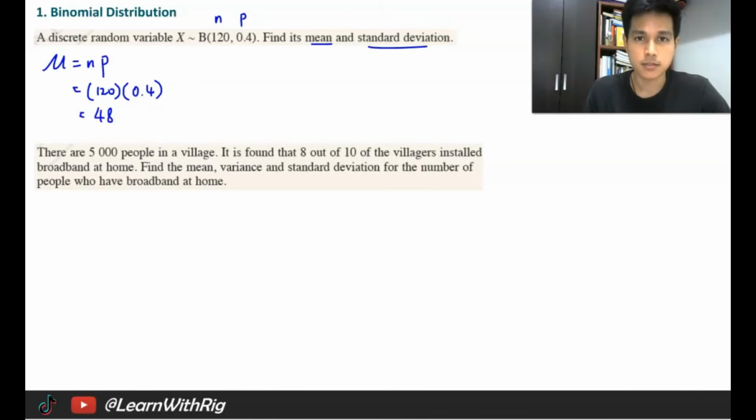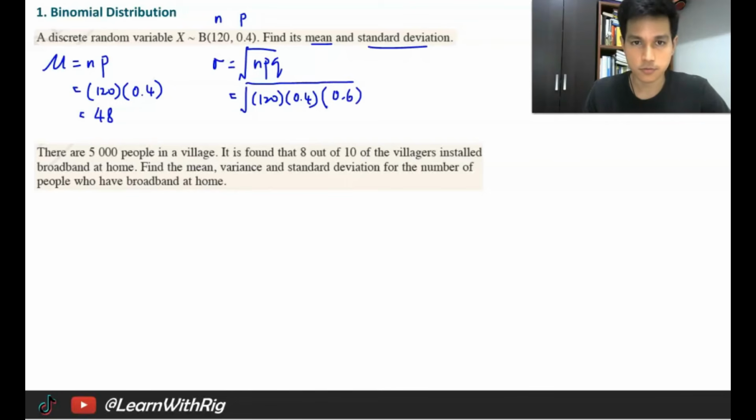Okay, next, standard deviation. Standard deviation is the square root of NPQ. So that means square root of N is 120, P is 0.4, or you can straight away substitute 48 to represent NP. And then you must also multiply by Q. Q is 0.6 because you already know P is 0.4. So straight away substitute, you should get 5.367. So this is your standard deviation.